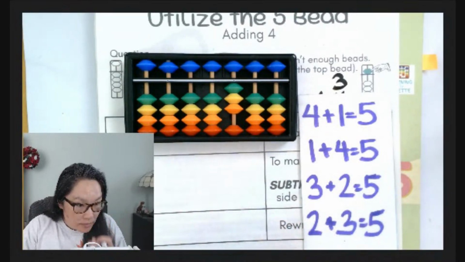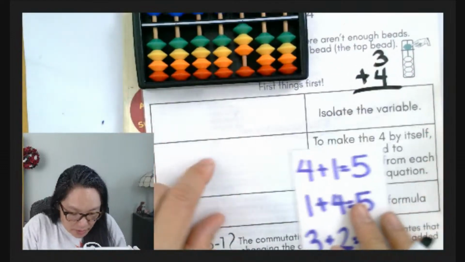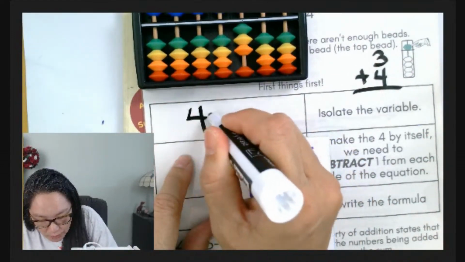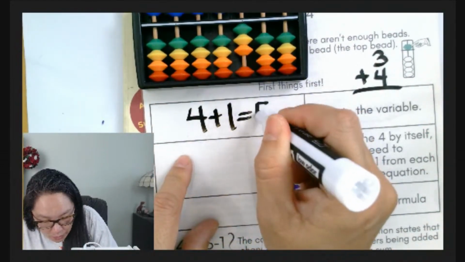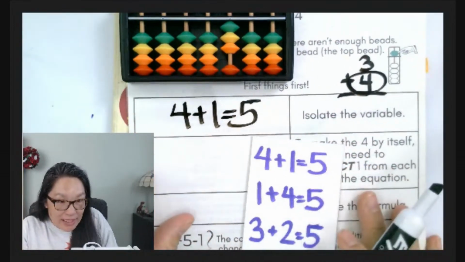We know this. What are we going to do about it? Can we do it? Yes, we can. What does that mean? We have 4 plus 1 equals 5. What we're going to do is we're going to isolate the variable. We have to isolate the variable because this is the variable we need to isolate.